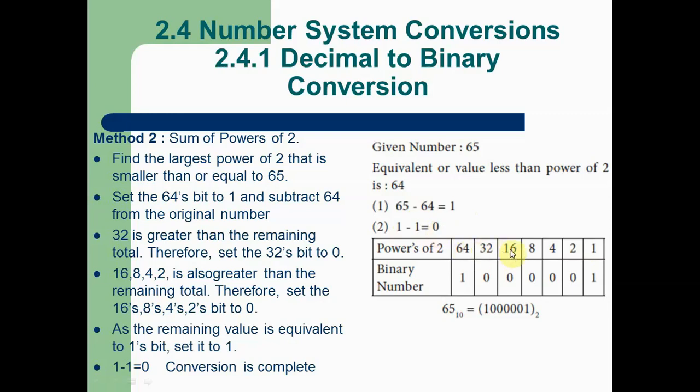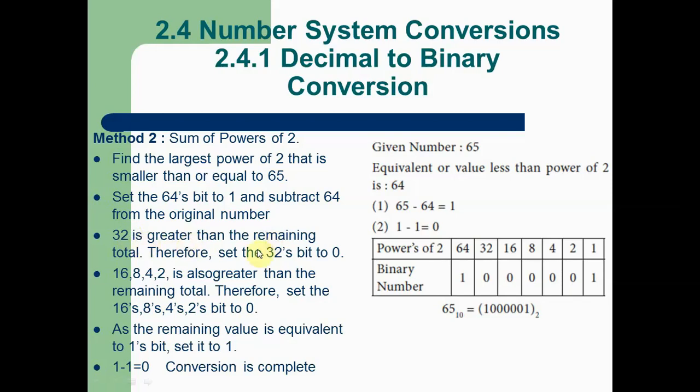Now from this power sequence we used only two numbers, that is 64 and 1. So here you want to write binary digit 1 for 64 and for 1. Other numbers which were not used in this process are considered as 0. Here you can see, set the 64's bit to 1 and subtract 64 from the original number.